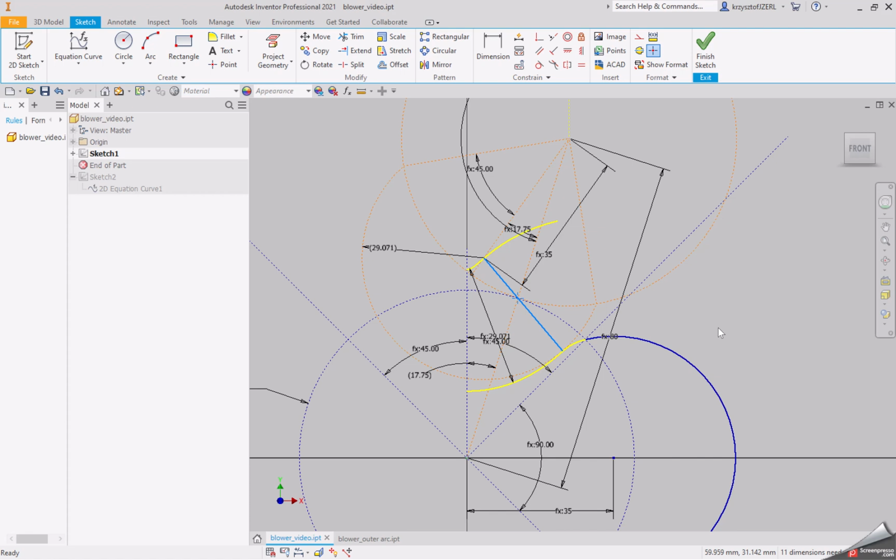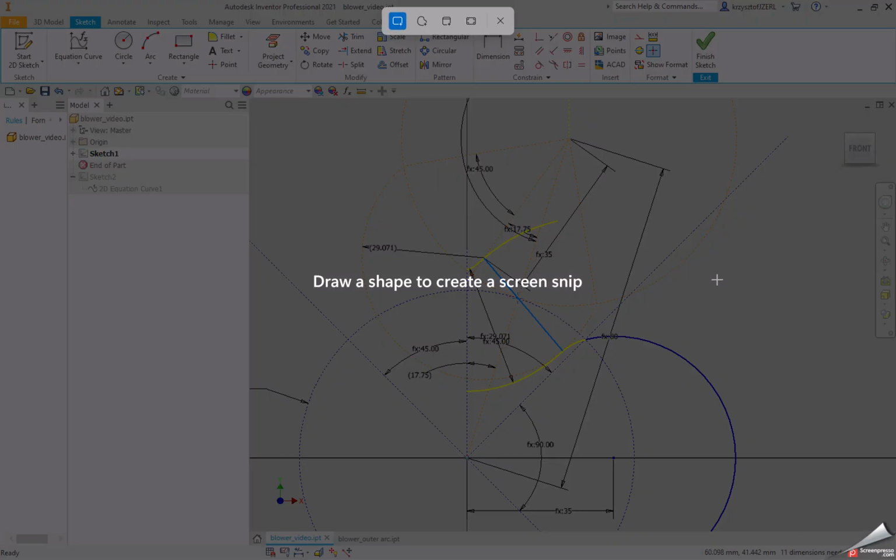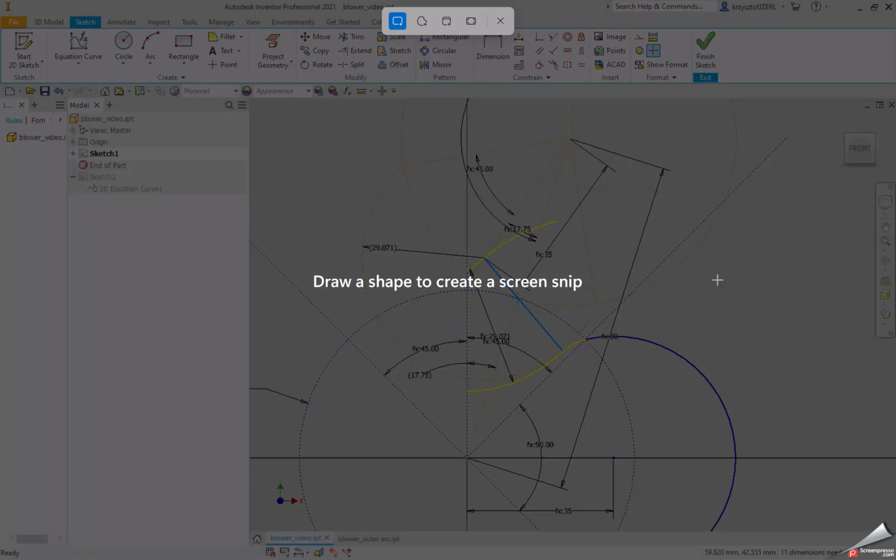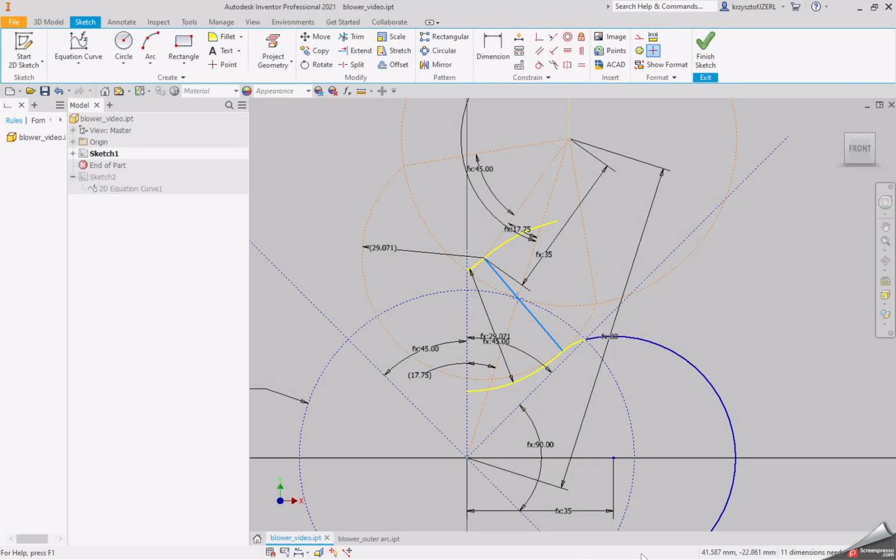And I will now show the other possible way to get this curve drawn, hopefully. Oh, come on.